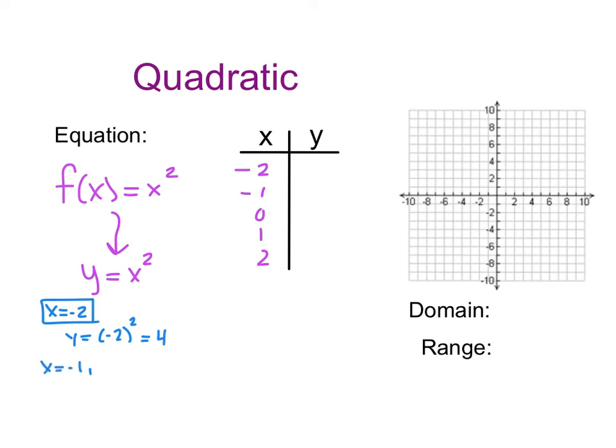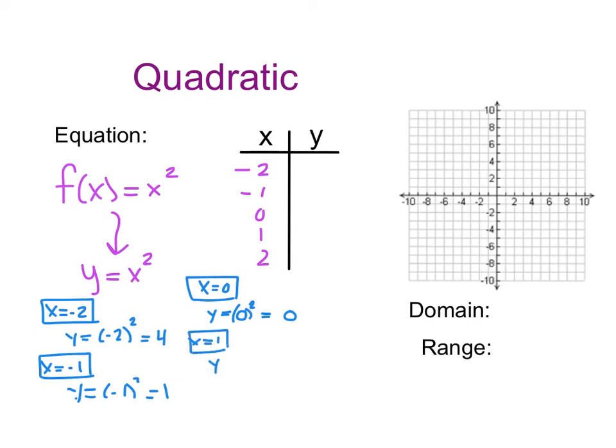Then we have x is equal to -1, so I have y is equal to (-1) squared. Well, -1 times -1 is 1. I then move on to x is equal to 0. So we have y is equal to 0 squared. Well, 0 squared is just 0. Then move on to x is 1. So y is equal to 1 squared, which is 1.